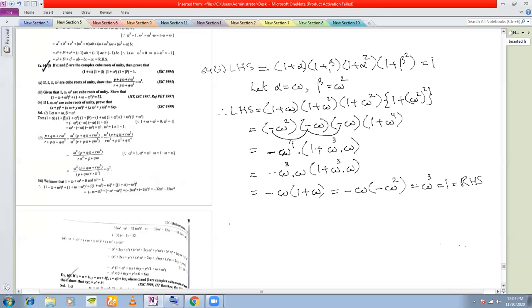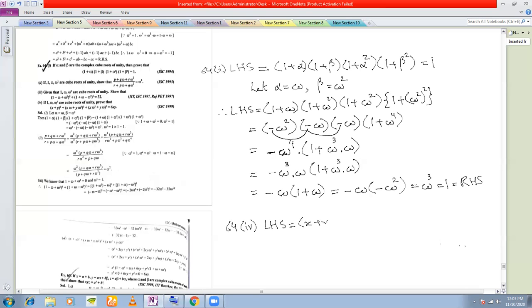Similarly, you have 64-4 also. Okay, 64-4. Oh, 64-4 I have already done, no? No, I have not done. Okay. Given 1, omega, omega square cube roots of unity, prove that. So we start from the left hand side.